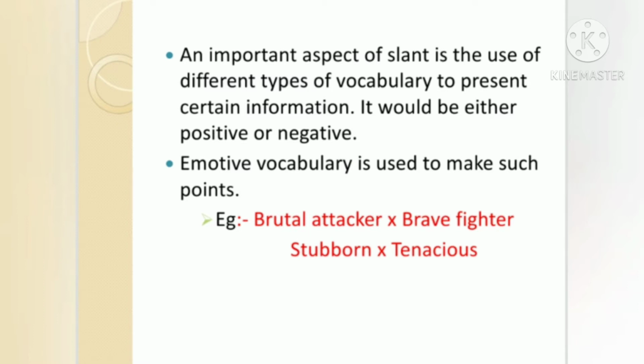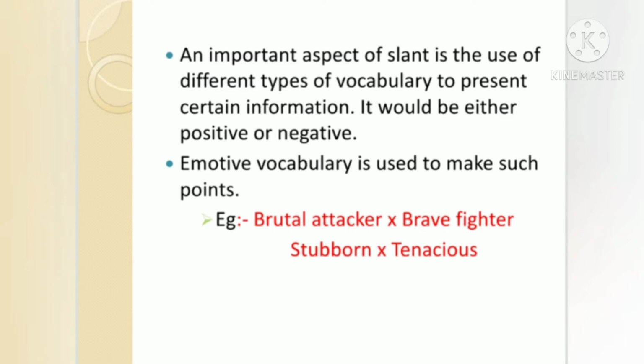An important aspect of slant is the use of different types of vocabulary to present certain information. We know that the same messages can be conveyed in different ways, and that is an important aspect of slant. It is in the mode that we execute, or in the mode that we say it, that slant comes to play. So it would be either positive or negative. Next point. Emotive vocabulary is used to make such points. We'll come to know what emotive and neutral vocabulary or words is in the next section.